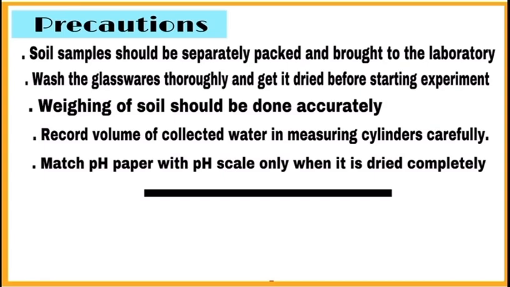Write precautions to be taken for doing the experiment. Soil samples should be separately packed and brought to the laboratory. Wash the glassware thoroughly and get it dried before starting the experiment. Weighing of soil should be done accurately. Record volume of collected water in measuring cylinder carefully. Match pH paper with pH scale only when it is dried completely.